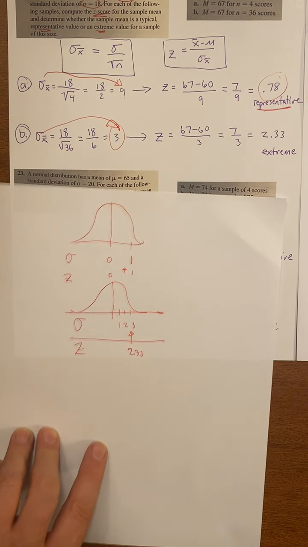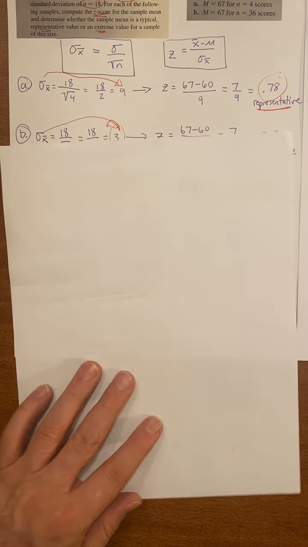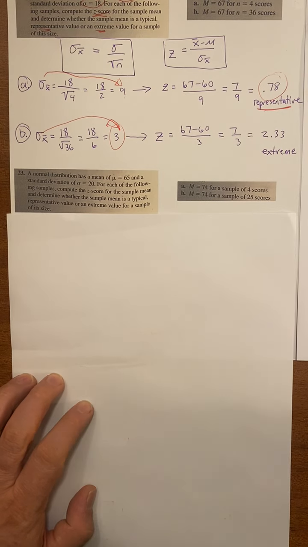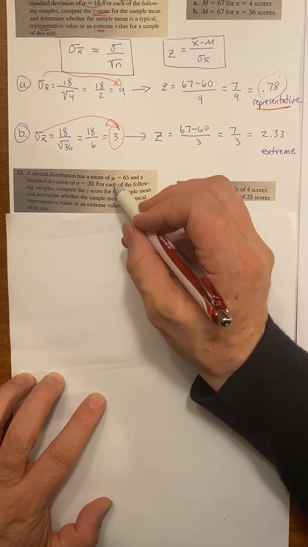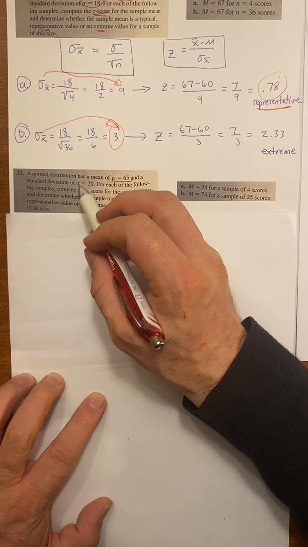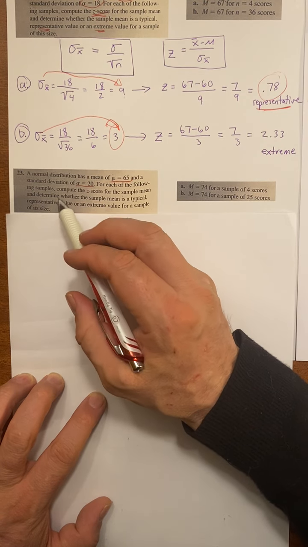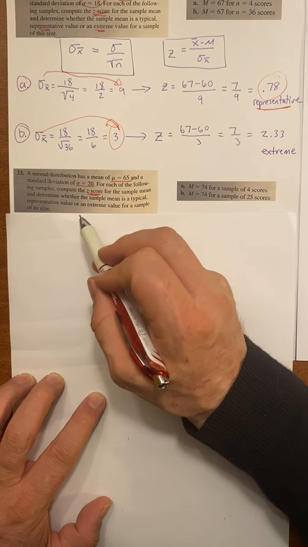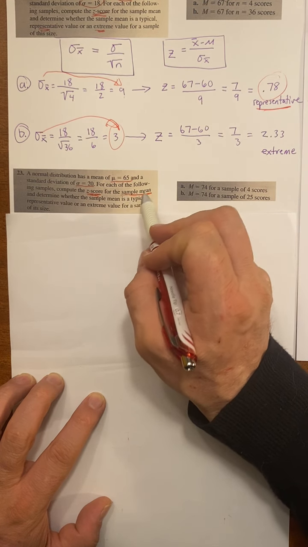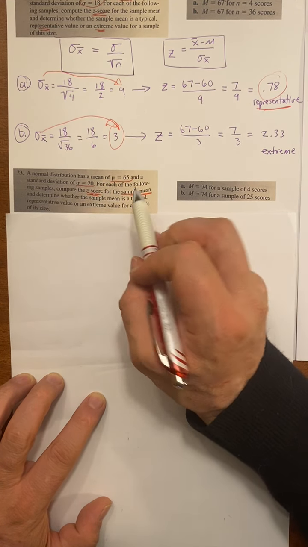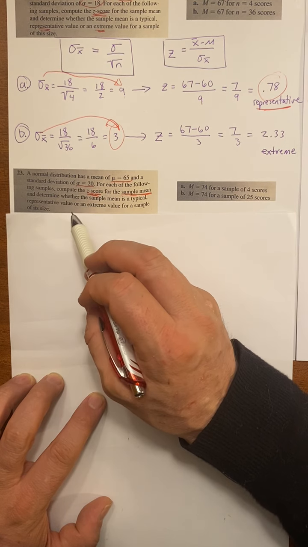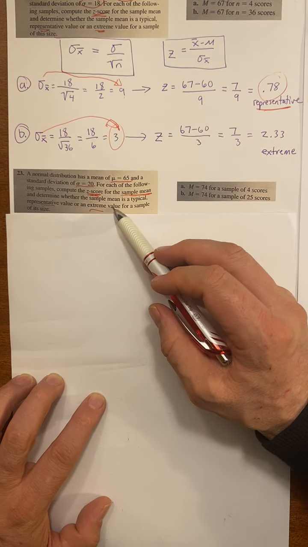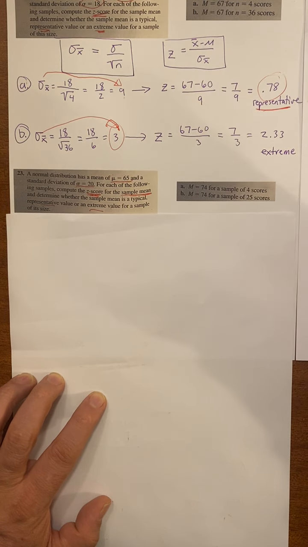Okay, last problem. Problem number 23. Here the question reads, a normal distribution has a population mean of 65 and a standard deviation of 20. For each of the following samples, compute the z-score, right? So we're going to be calculating a z-score for the sample mean. So we're going to have the sample mean in the formula. And determine whether the sample mean is typical, representative, or extreme. Okay, so it's basically the same exact question as number 21.